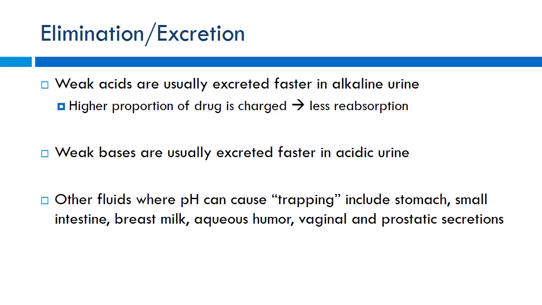Again, weak acids typically get excreted faster in alkaline urine, so a higher amount of the drug is going to be in a charged state, which means you're going to have less reabsorption, so they get eliminated in the kidneys faster. Weak bases tend to get excreted faster in acidic urine. There's not usually a case where we're going to acidify a patient on purpose. Usually metabolic acidosis is not a good thing for our patients. You can tolerate a little bit more alkalosis than acidosis, so we don't do that too often, but that's in general.